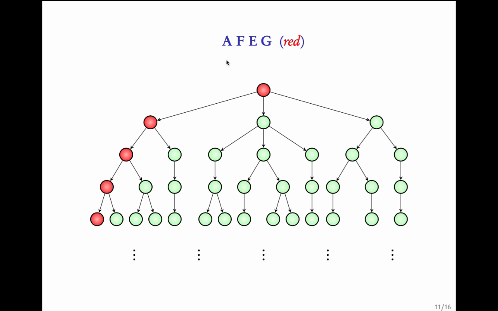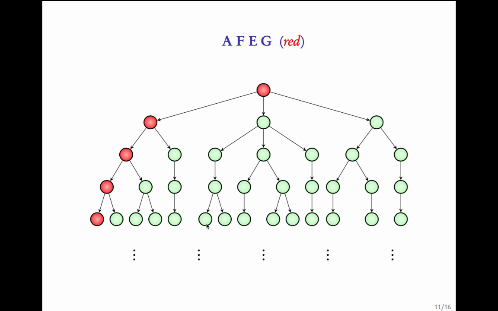Let us now look at another formula, AFEG. Is AFEG equivalent to AFG? It will not be the case. Note that AFEG is a legal CTL formula. However, look at this tree. This leftmost path is colored red fully. Now look at any path. It has a state where EG is true, EG red is true.